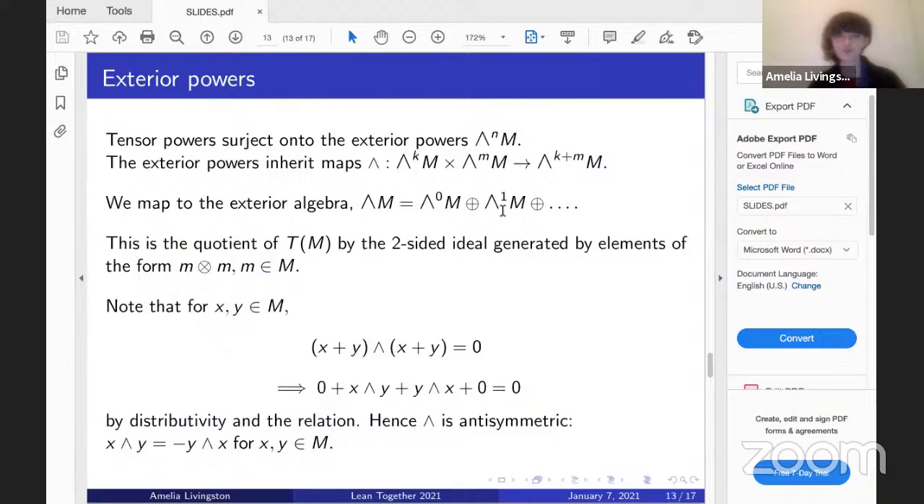So let's see the wedge product in action. If you've got x and y in M, then since x plus y wedged with itself is 0, if we apply distributivity and the relation, we get that x wedged with y plus y wedged with x is 0. And so you have that the wedge product is anti-symmetric, and that the exterior algebra is sort of the smallest algebra containing M where this property holds.